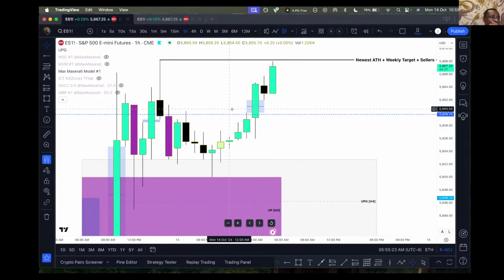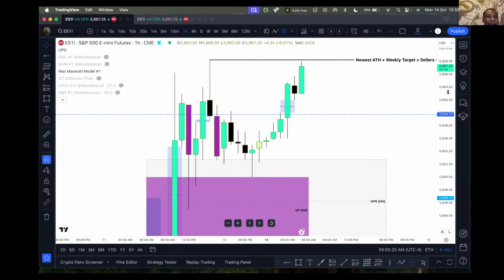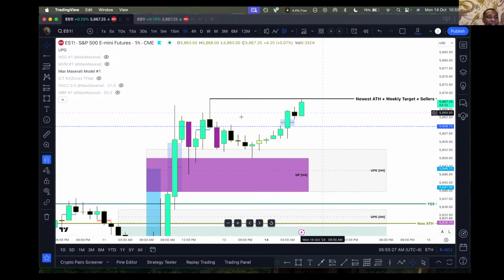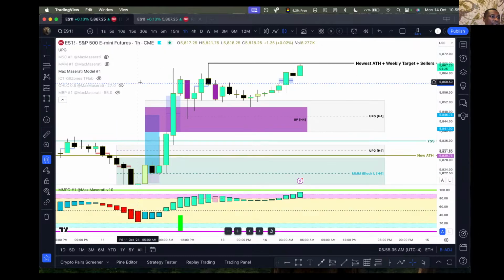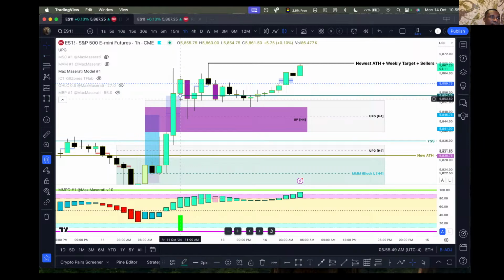Okay, so this is the 1 hour. We already did our high time frame analysis, and then we can check the volume. But nowadays I don't really use the volume, so I use this indicator, the MMPD, to see where the volume is. For example, this is my HVC on the 1 hour, so I'll be marking this as my HVC.